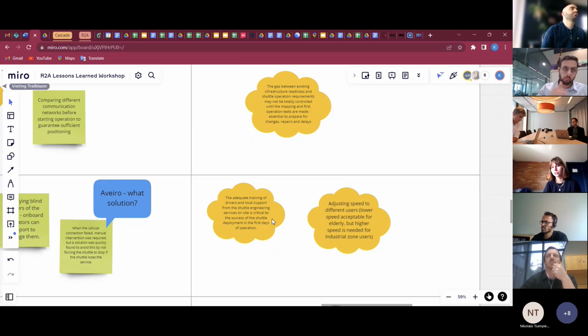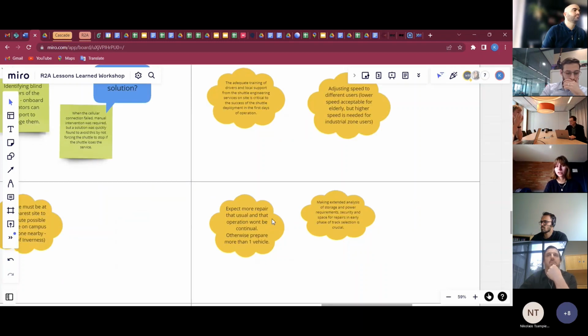Adjusting speeds to different users is necessary because when using a shuttle, let's say in a high-speed zone or in a zone where quick transportation is needed, such as an industrial zone, the way of communicating and the way of targeting those users should be completely different than when we are targeting elderly or persons with reduced mobility, because for example, in an industrial zone, slower speed is not as acceptable anymore. So that should definitely be thought through.